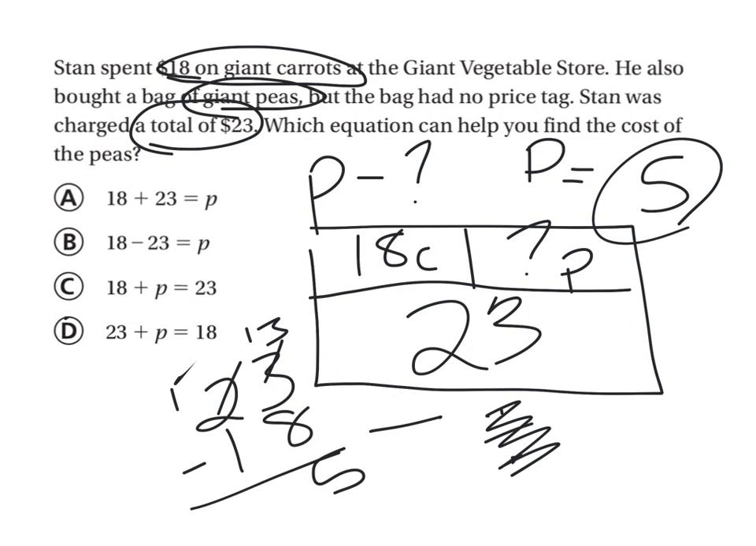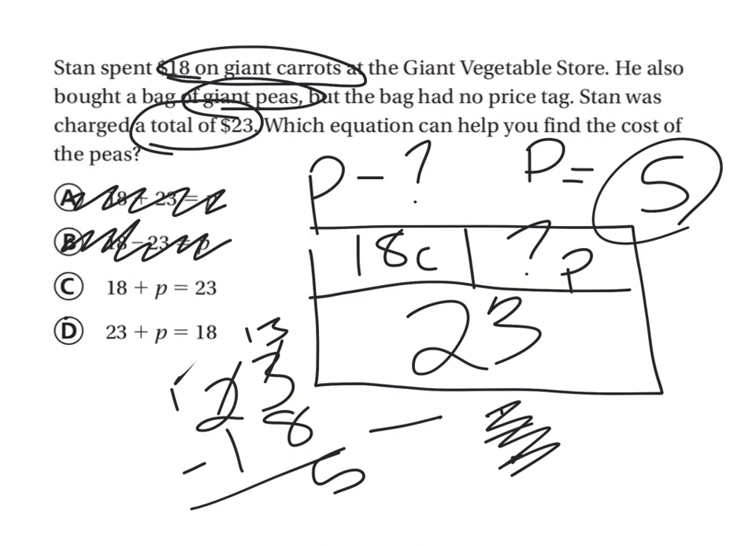So I know A right off the bat is wrong because I did not add 18 and 23 to get P. B actually looks kind of good at the beginning. In fact, I think it's the one that they want you to go for. But if you really go slow and think about it, we didn't do 18 minus 23. Yeah, we did a subtraction problem, but we didn't do 18 minus 23. That actually would get you a negative number. And so we don't do that in 5th grade, so B is out.